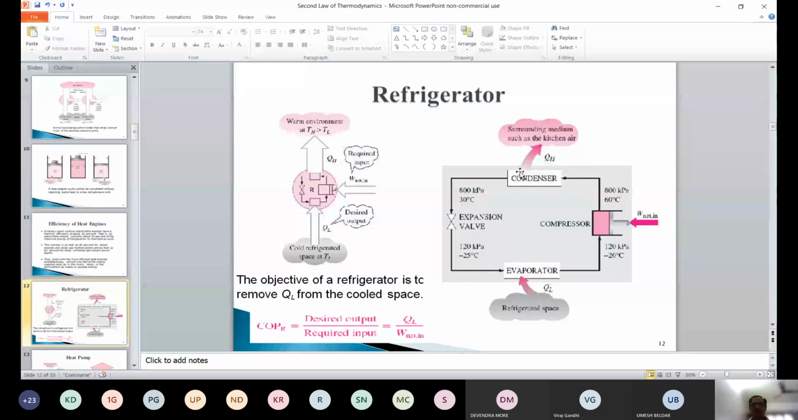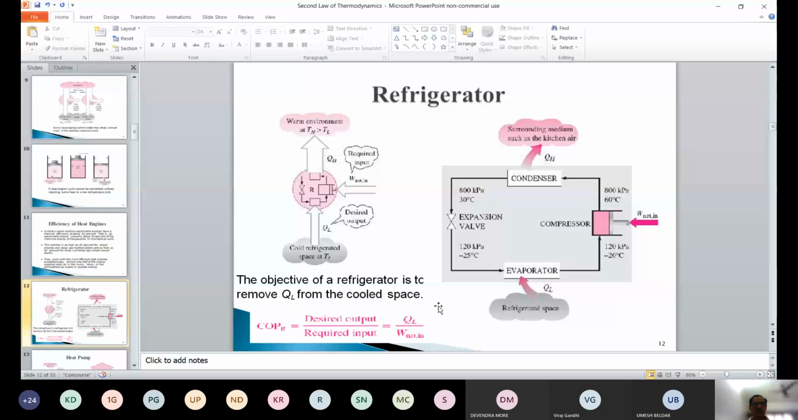Now this liquid refrigerant goes to the expansion valve where it is expanded, pressure is reduced from 800 to 120 kPa, and in the process the temperature is reduced. This is called the Joule-Thomson effect, which you must have studied, right? So when you expand the gas, it cools down to -25 degrees centigrade, and the cycle is repeated.